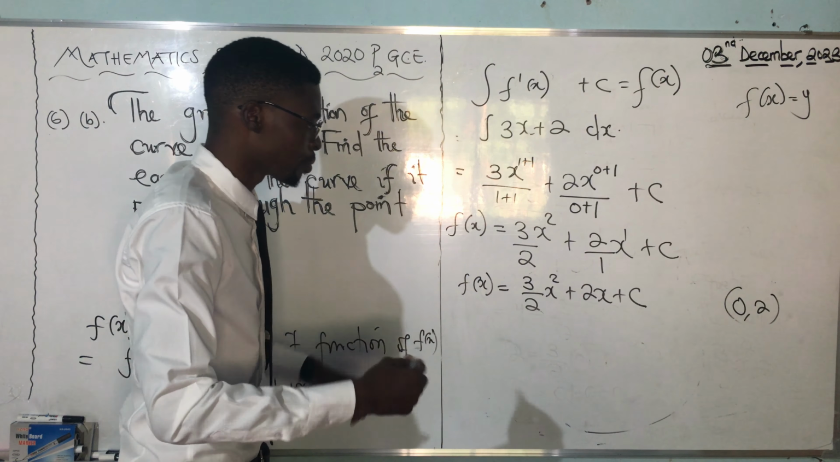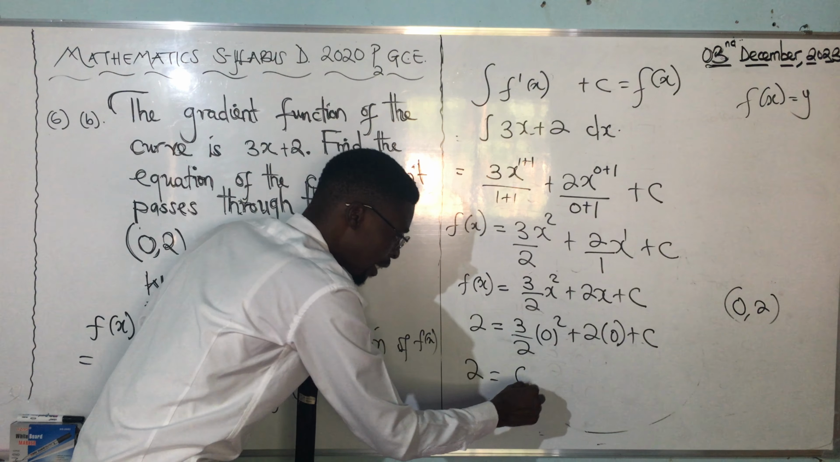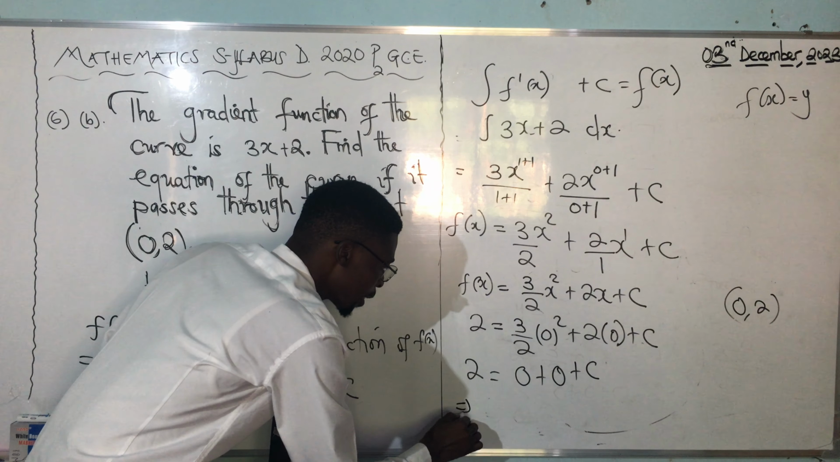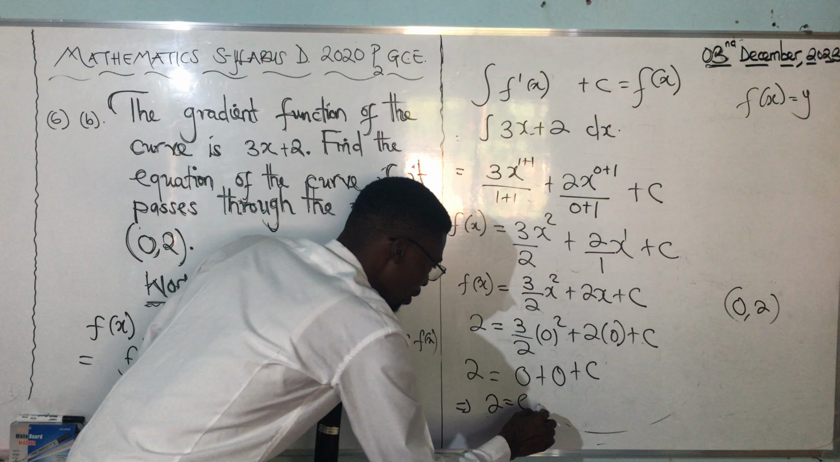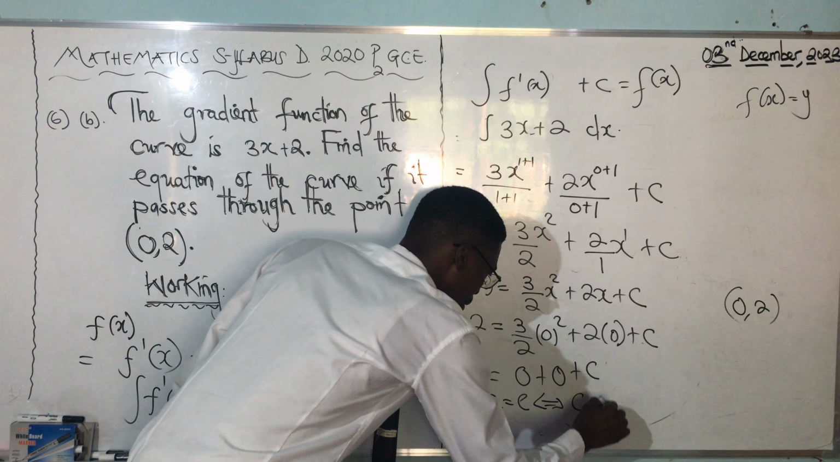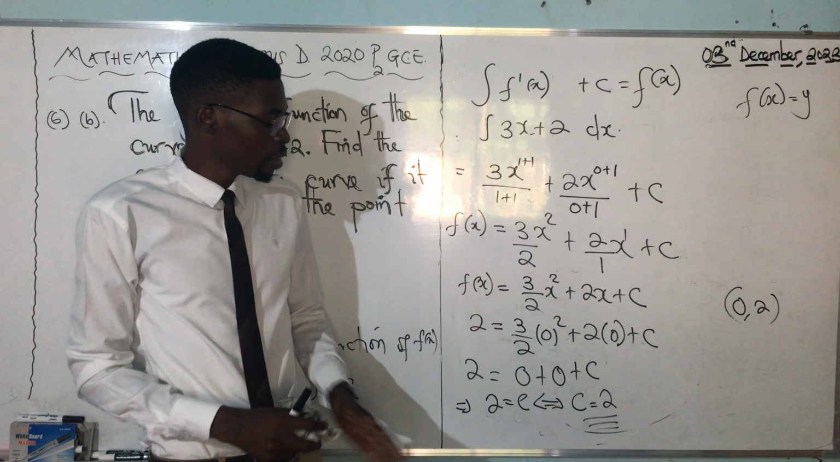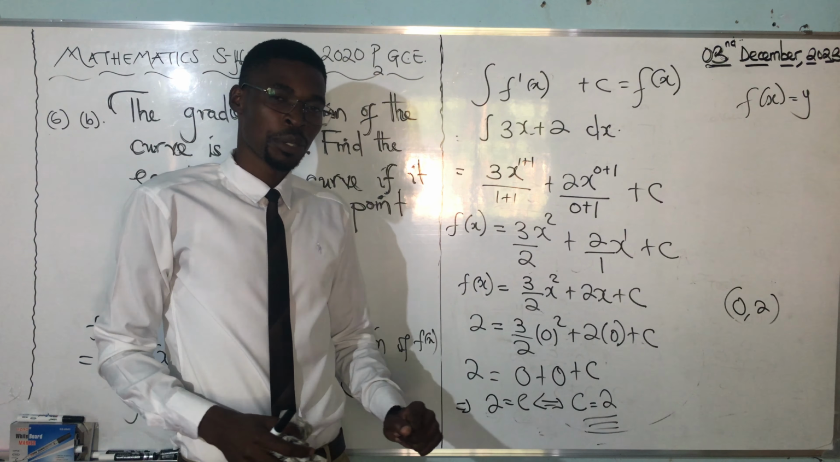So where there is f of x, I put 2, being equal to 3 over 2 times 0 squared plus 2 times 0 plus c. It means that 2 is equal to 0, because 0 squared is 0, and 0 times 3 over 2 gives 0, plus 2 times 0 is 0, plus c. Then it implies that 2 is equal to c, or c is equal to 2. That's the value of c. Now that we have solved for c, we can get the actual equation by substituting 2 for c.